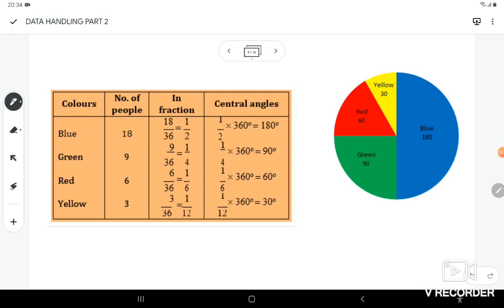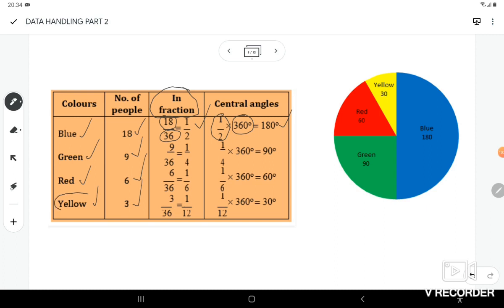I have already shown, but let's see again. So the colors are blue, green, red and yellow, and number of people are 18, 9, 6 and 3. So first of all we find the fraction. So 18 divided by total number of people. So 18 divided by 36 gives 1 by 2, and central angle is found by fraction multiplied by the total angle of circle, which is 360 degree. So it gives us 180 degree.